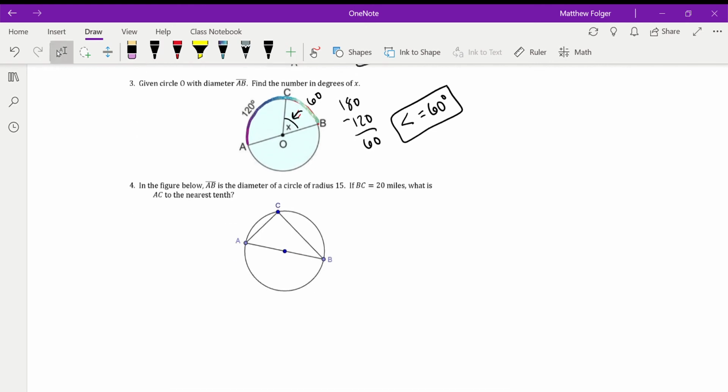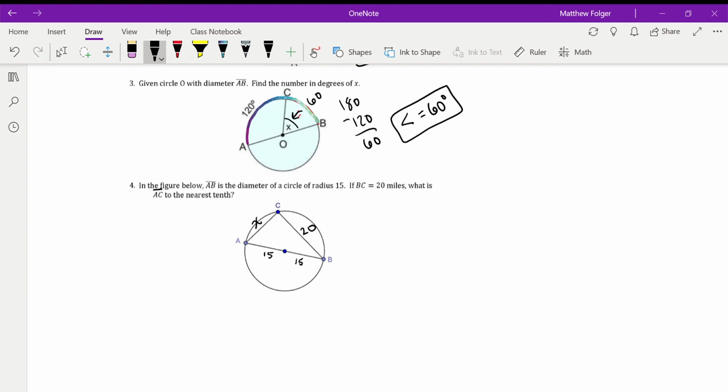Number 4, finally, says the radius is 15. So both of these are 15. And then BC is 20. Find AC. Now this is saying don't find arc AC. It says find line AC. So we just want to find that line right there.